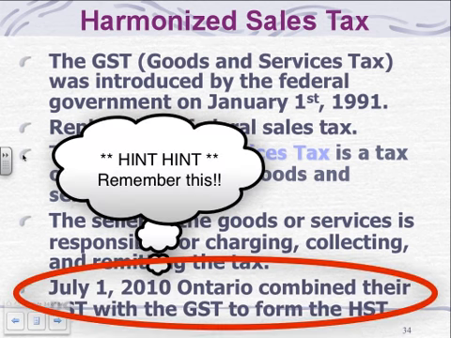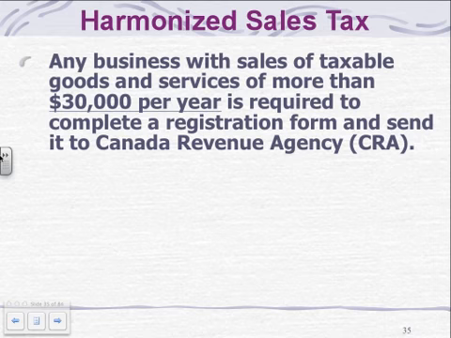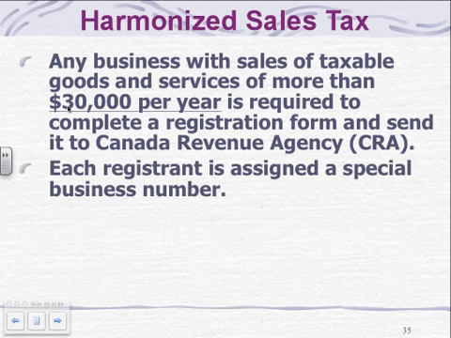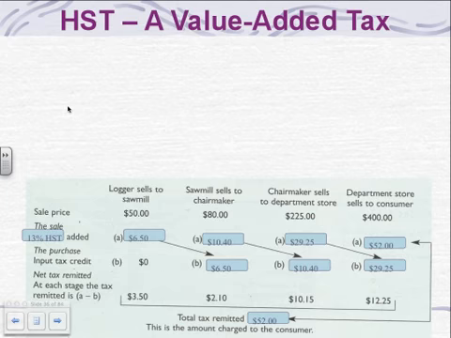On July 1st, 2010, Ontario combined the PST, the Provincial Sales Tax, with the GST, the Goods and Services Tax, to form HST. Any business with the sale of taxable goods and services of more than $30,000 per year is required to complete a registration form and send it to Canada Revenue Agency. Now, each company as a registrant is assigned a special number, and it is called an HST number.